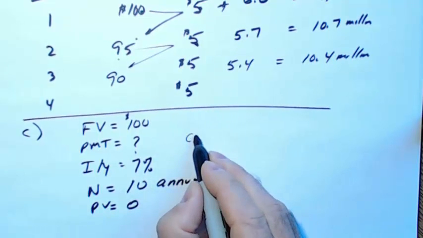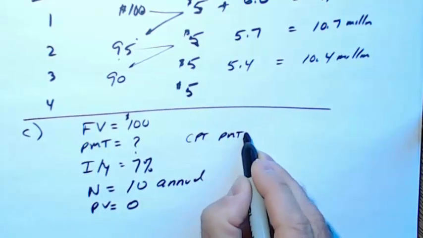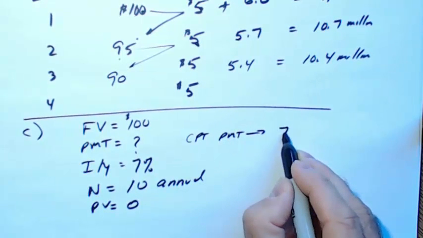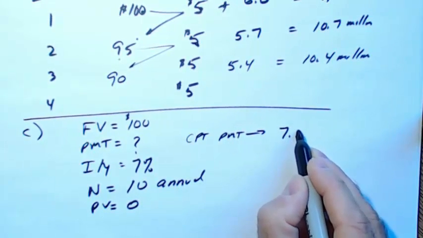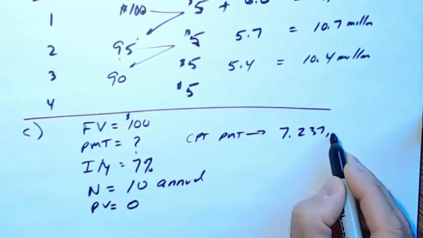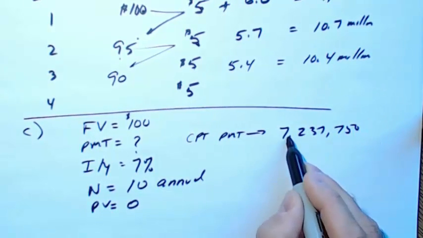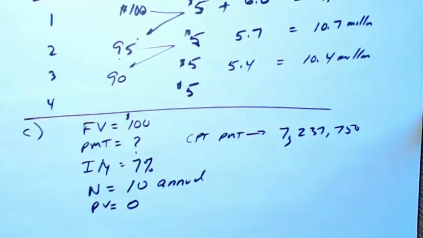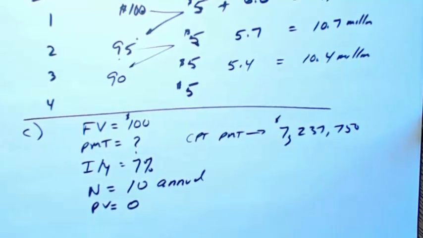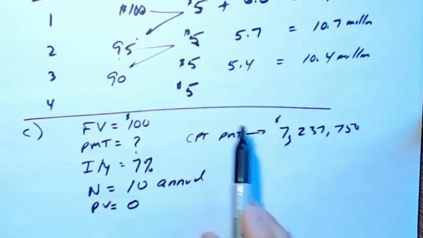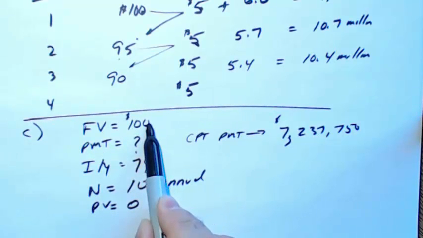If you compute payment, what'll pop out of your calculator is 7.237750, or in other words, $7,237,750. So the company has to put in the bank, this third-party bank, deposit $7.2 million basically each year, and it hopes to be able to have $100 million at the end.